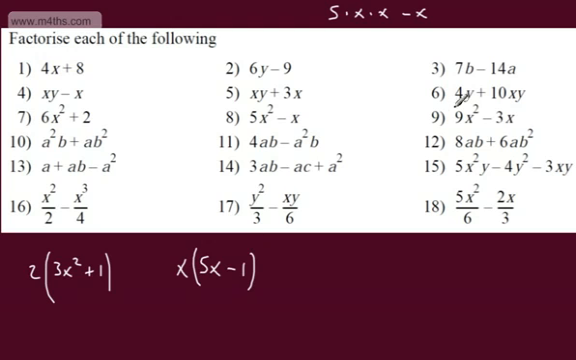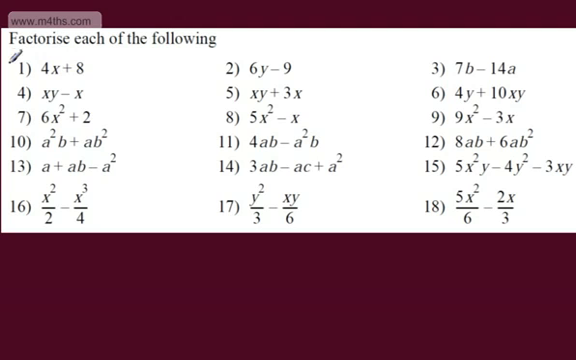9x squared minus 3x. 3 is the highest common factor of the numbers, and then we're going to have x to the first power as the highest common factor of x. So we're going to have 3x on the outside. What do I need to multiply 3x by to get 9x squared? The answer is 3x. What do I need to multiply 3x by to get minus 3x? The answer is minus 1. So, fairly logical, fairly straightforward.